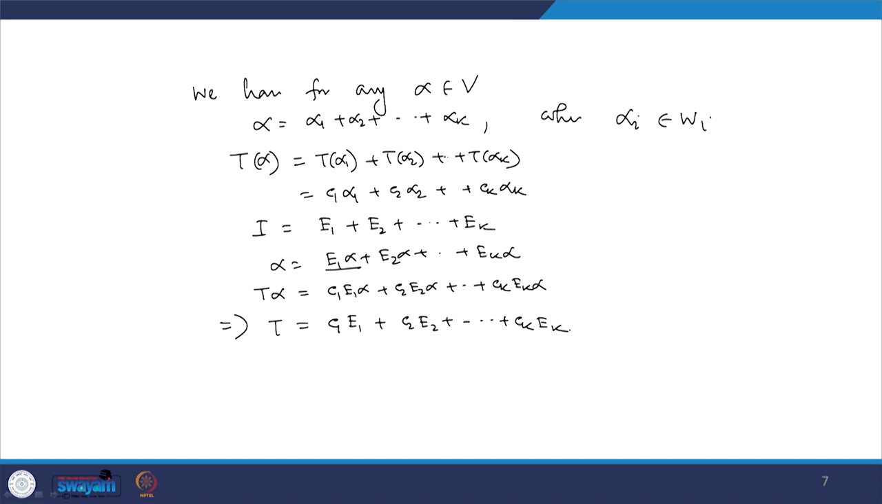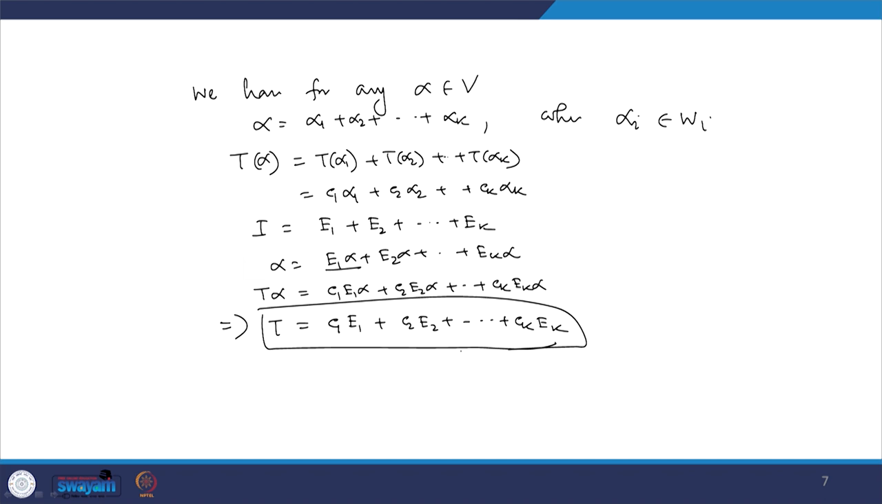So, when T is diagonalizable, then also I am getting T of alpha, when alpha is equal to E1 alpha plus E2 alpha plus Ek alpha. So, T of alpha will be T of E1 alpha plus T of E2 alpha plus T of Ek alpha. But T of E1 alpha is equal to C1 E1 alpha, because E1 alpha is an eigenvector associated to the eigenvalue C1. So, similarly, I will have T equal to C1 E1 plus C2 E2 plus Ck Ek. Okay. So, this is the new feature I am getting, that the operator T can be written as C1 E1 plus C2 E2 plus Ck Ek, please.